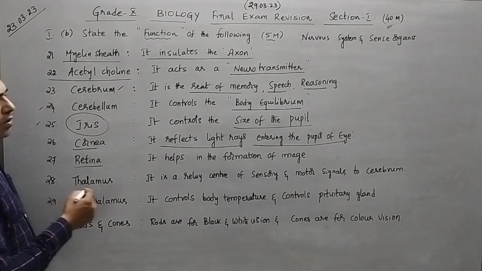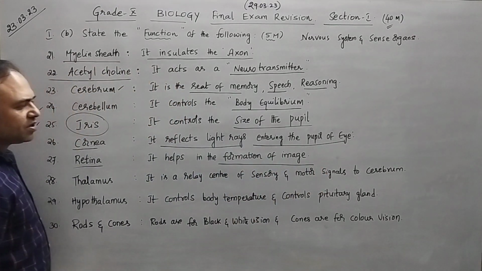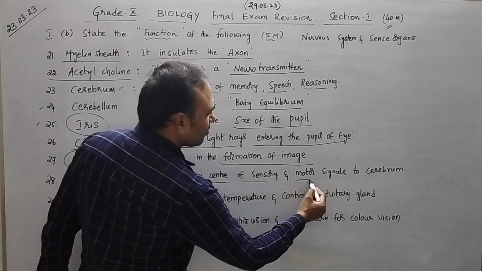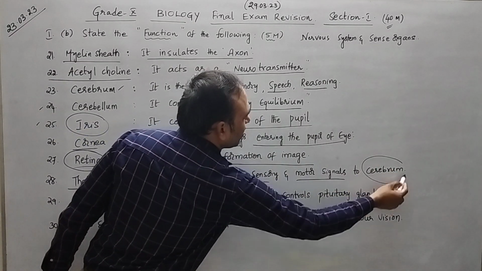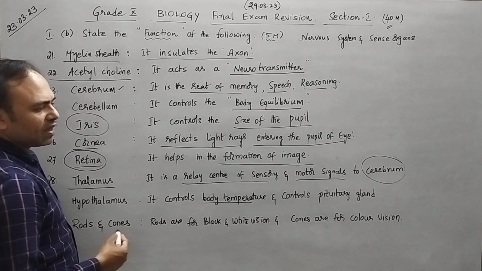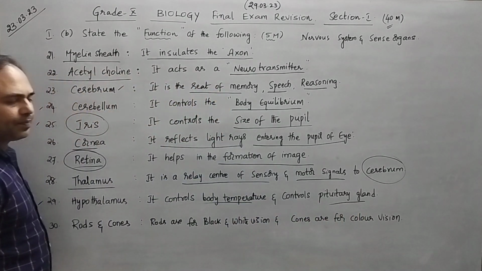It will refract the light rays which are entering the pupil of the eye. Retina. It helps in the formation of image. Function of retina is formation of image. Then thalamus. It's a relay center of sensory as well as motor signals to the cerebrum. Next, hypothalamus. It controls body temperature as well as it controls pituitary gland.